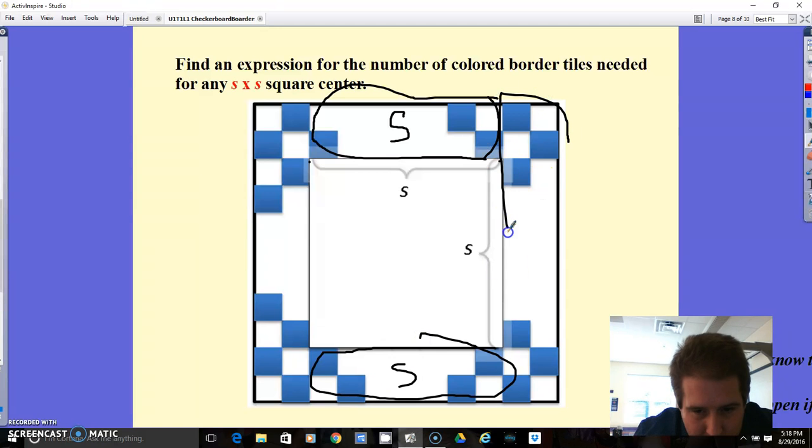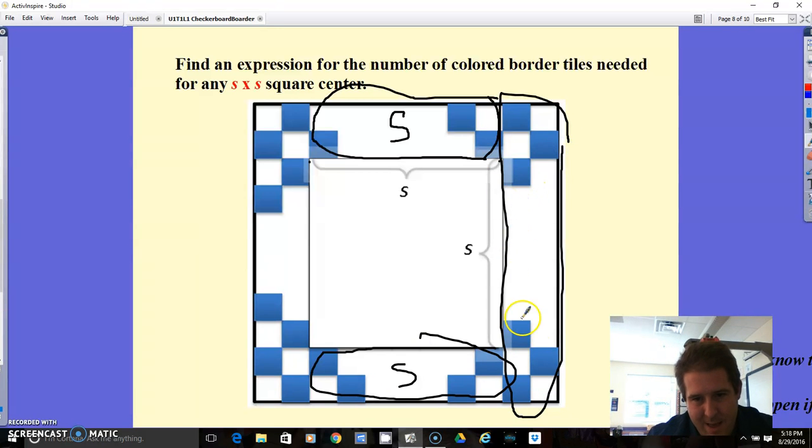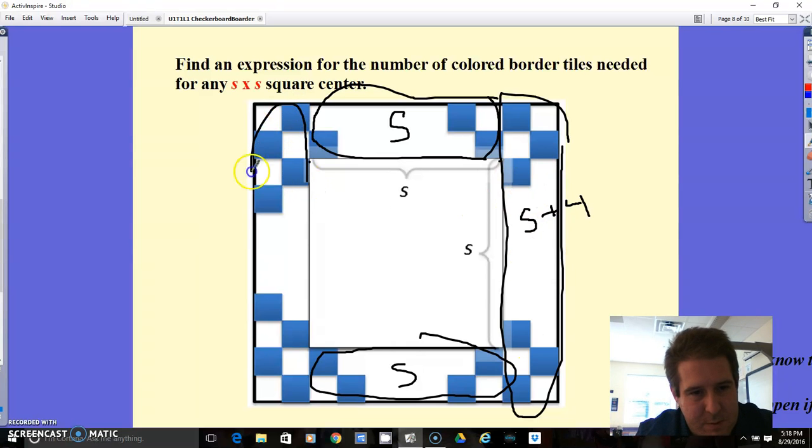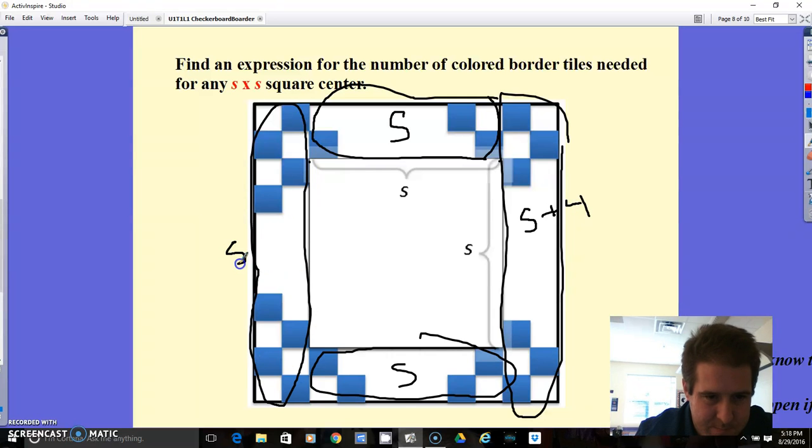Now on the left and right hand side, it's going to be a little bit more tricky because they have S from here to here, but they also have 2 in each corner. So this expression would be S plus 4. The reason it's 4 is because there's 2 in this corner and 2 in this corner for a grand total of 4 more than the one side of just S. Now, if that side is S plus 4, then I know what you're thinking, that this side must also be S plus 4, and that's because it is.